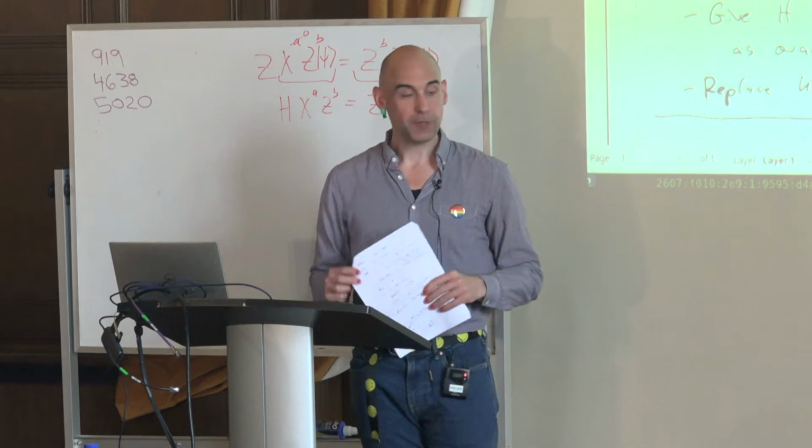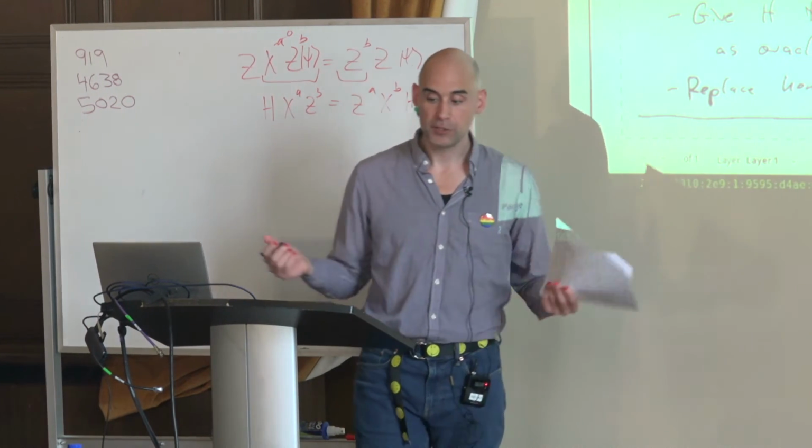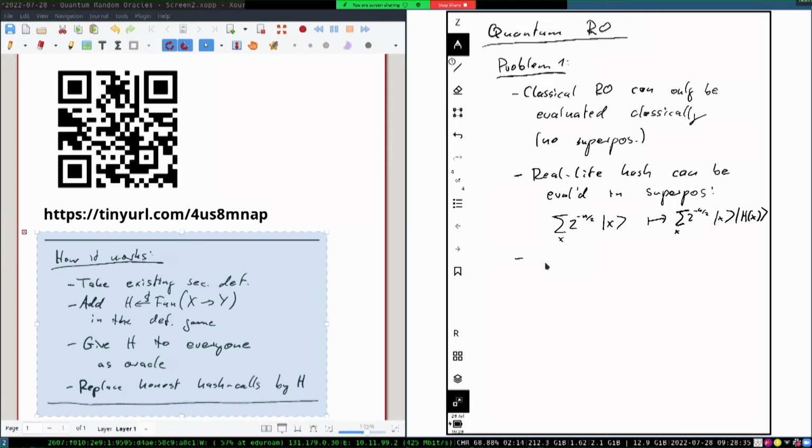So what do we do about this problem? Fortunately, the solution is quite easy. What we do is allow superposition queries in the quantum random oracle model.